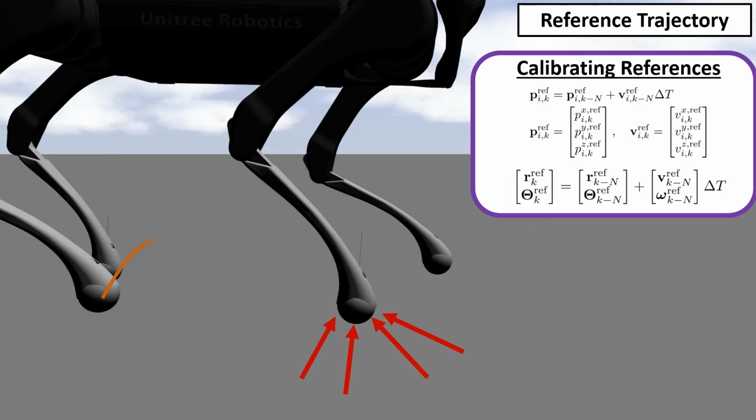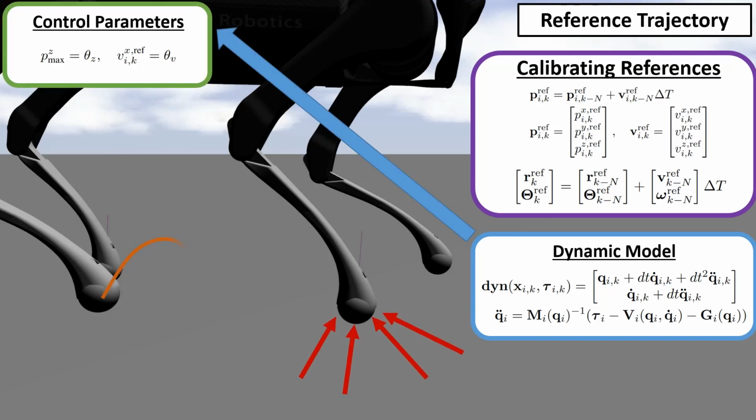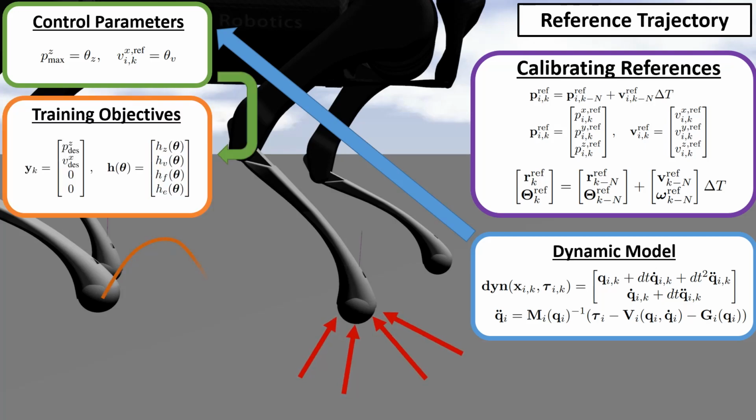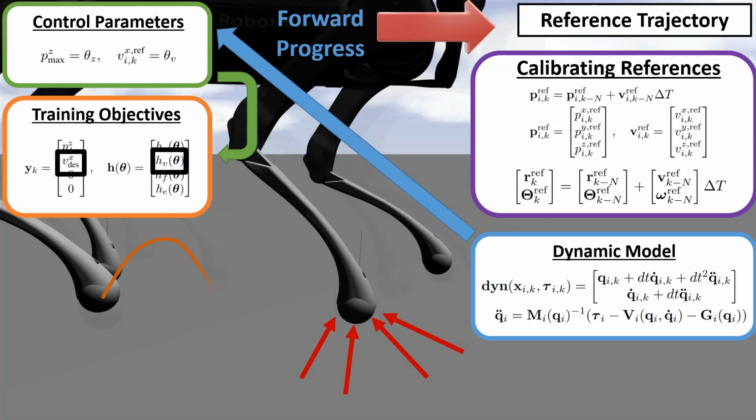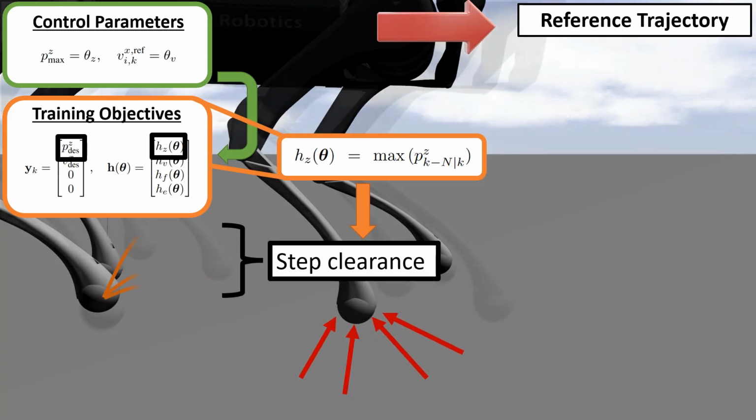We also calibrate the reference trajectory for the body and footstep motions. Our references are generated using desired velocity. We use the same dynamic model as for the swing controller. For calibrating this reference trajectory, we use step clearance during the motion of the swinging leg and the velocity of the robot's body or forward progress. For the training objectives, we want the predicted velocity given by hv to match our desired velocity. And second, we want the predicted step clearance given by hz to match the desired step clearance.